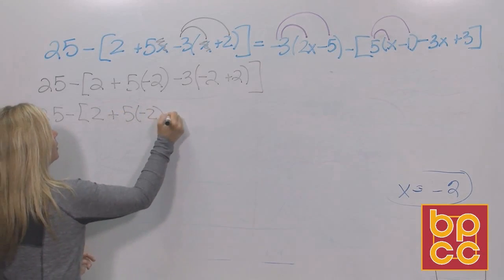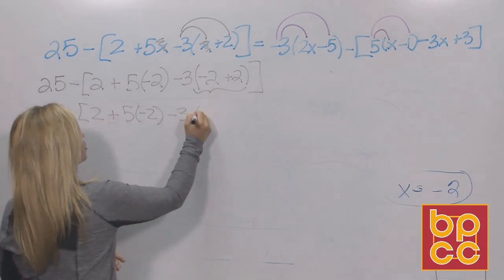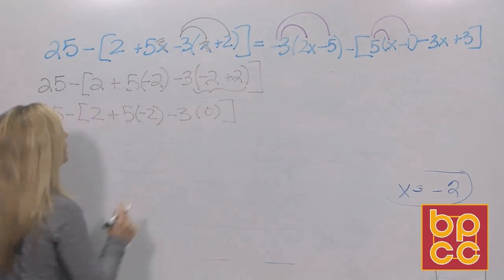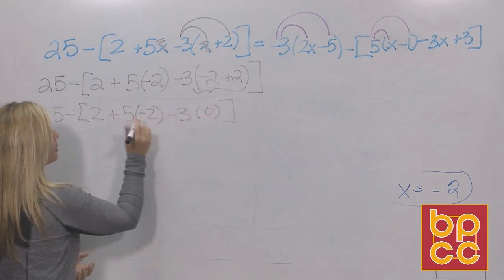This is where we're starting first, parentheses. What is negative 2 plus 2? It's 0. There are no exponents, so now it's multiply or divide. I see two multiplications here and here. So that's what we're going to do next.